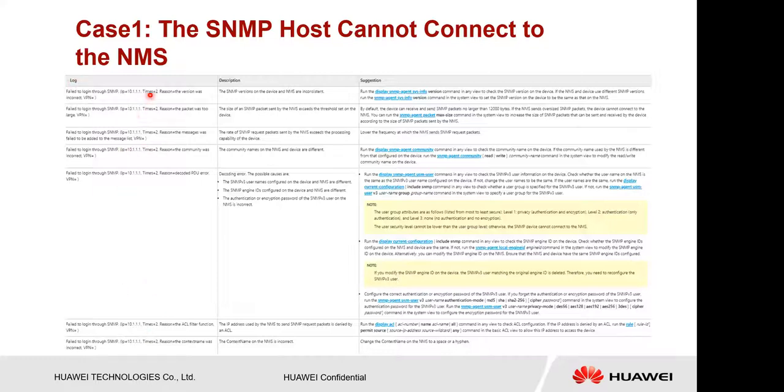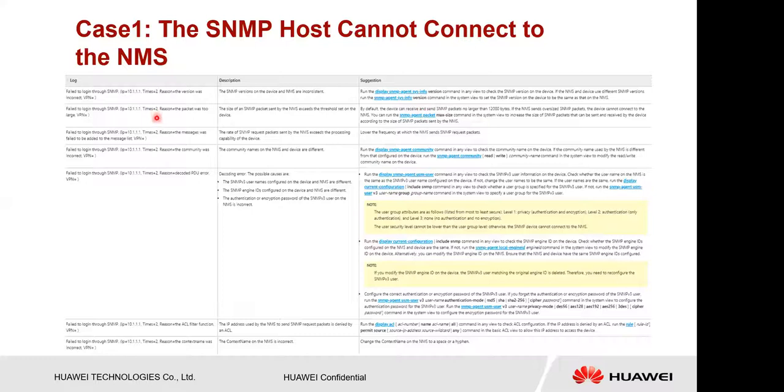For example, the first reason is you can see here the version was incorrect. This means that the SNMP versions on the device and NMS are inconsistent. You can run the display snmp-agent sys-info command to check the SNMP version, whether it is the same or not. If it's not the same, you can modify it by using the command snmp-agent sys-info, and after that, you can specify the version.